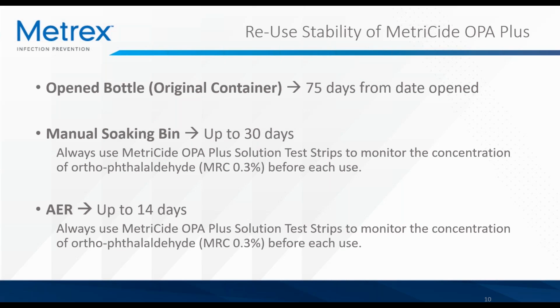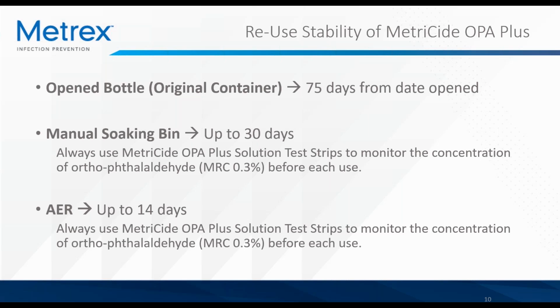Coming back to the reuse stability of MetriCide OPA+, this was briefly mentioned earlier, but it's important to reiterate here the varying use periods of our product. Once you open MetriCide OPA+, the solution in that bottle is good for 75 days after opening. If you pour out a portion of the bottle, the solution that remains in that original container is good for 75 days after opening, provided that you keep the bottle closed when not in use and store the bottle in ambient temperature.